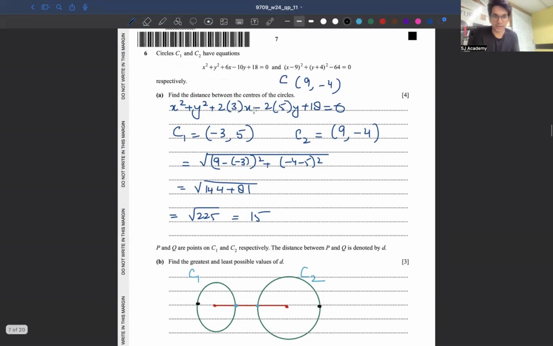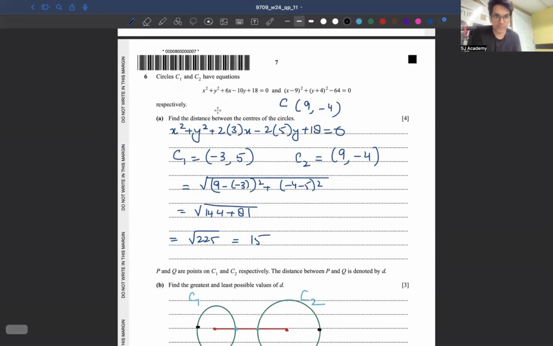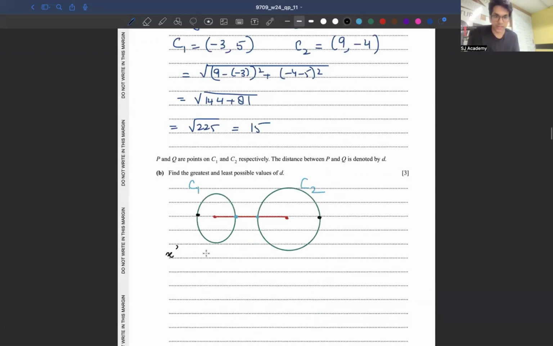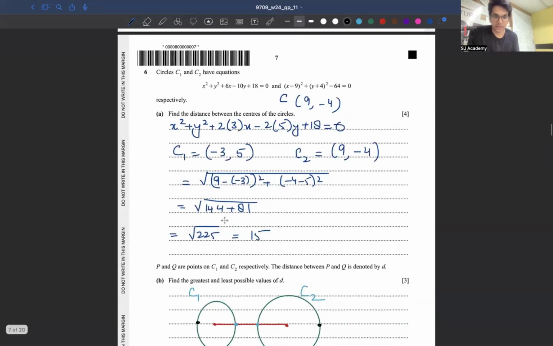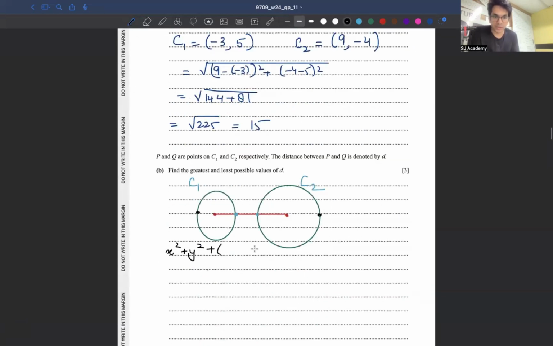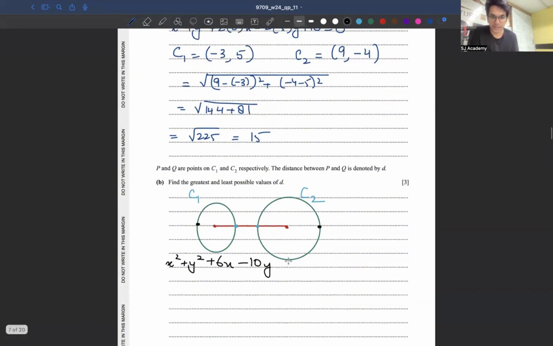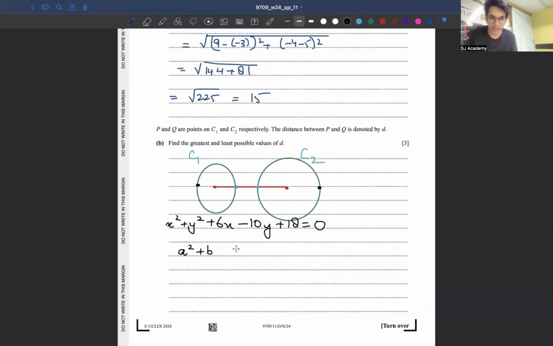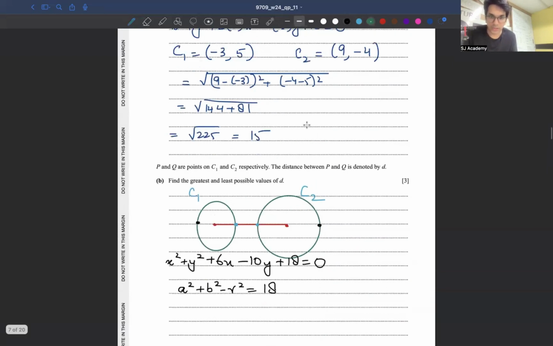Well, we can use the general equation of a circle, and for circle C1, it was x squared plus y squared, and we already had the center, which was minus 3 comma 5. So this was plus 6x minus 10y plus 18 is equal to 0. Now what we know is that a squared plus b squared minus r squared will be equal to this value, which is 18. And just for a quick revision, the general equation is given by x minus a whole squared plus y minus b whole squared is equal to r squared.